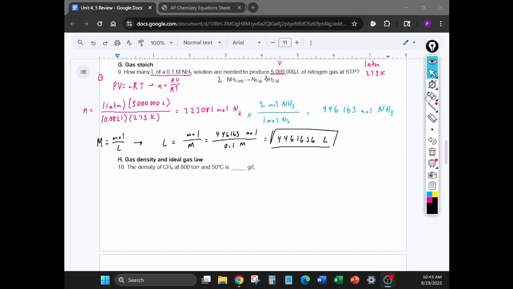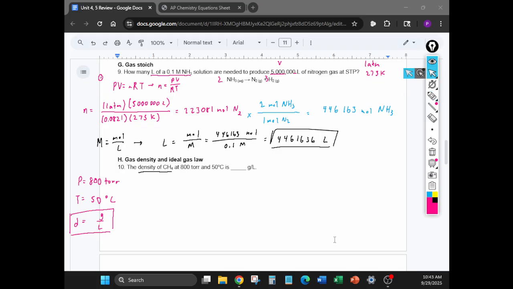All right, so here we are looking for the density of CH3, and then it gives us 800 torr, so that's going to be pressure. Okay, so 800 torr, and the temperature is 50 degrees Celsius. Okay, and what we're looking for is density, and then it tells you that they're looking for density in terms of grams per liter. Okay, so this is what we need at the very end. Our units of measurement should simplify down to grams per liter.